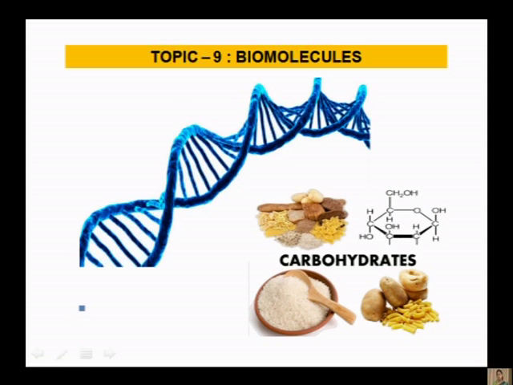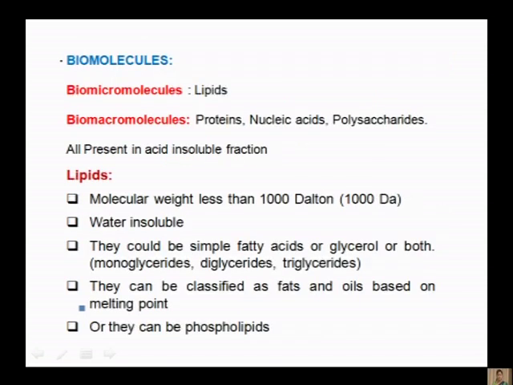Moving on to the next topic, biomolecules. Biomolecules are classified into biomicromolecules and biomacromolecules depending on their size. Under biomicromolecules we have lipids, and biomacromolecules are all the polymers referred to as proteins, nucleic acids and polysaccharides. All these four components are present in the acid insoluble fraction when the separation of chemicals of a tissue is done. Details of lipids.